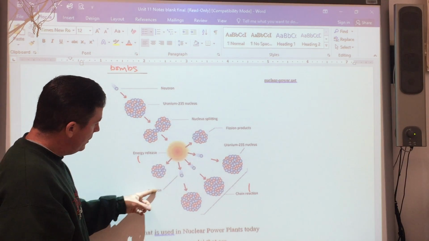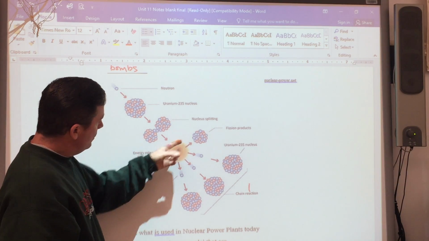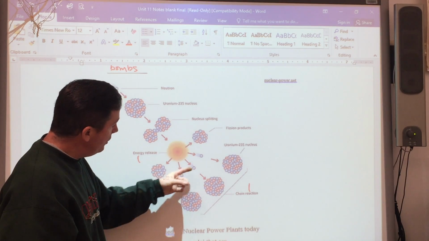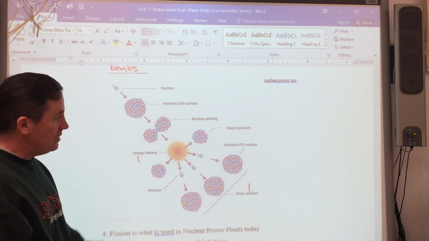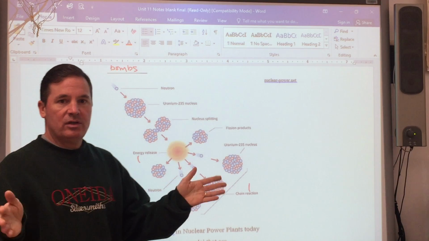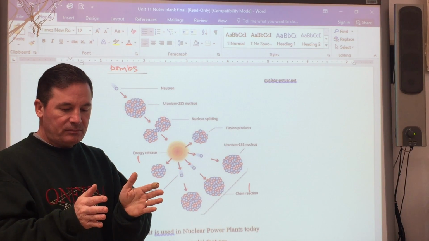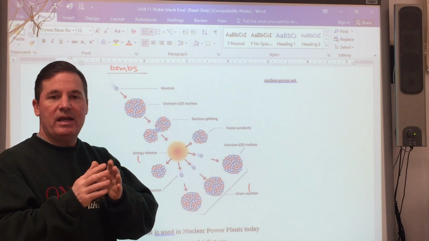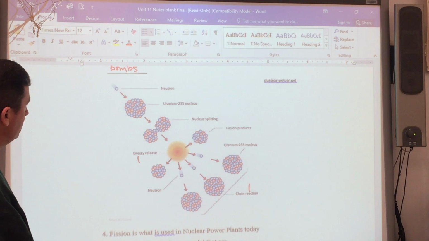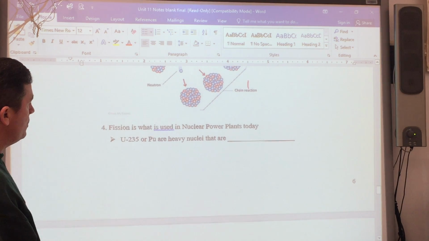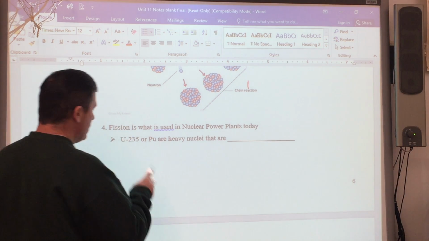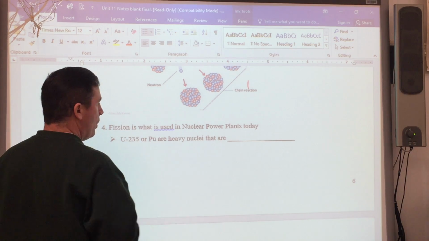like neutrons. So what happens is once one of them splits, these neutrons have enough energy to go and hit another uranium-235 nucleus and cause it to split, which causes another series of neutrons to be released, and it continues from there. That's called the chain reaction part of it. So fission is what is used by nuclear power plants today. And what's used most is uranium-235 or plutonium.